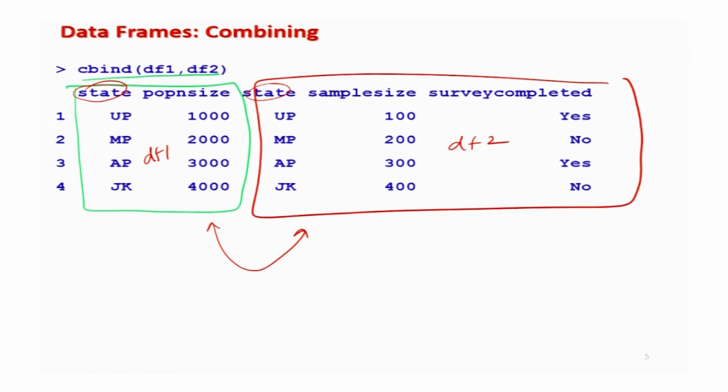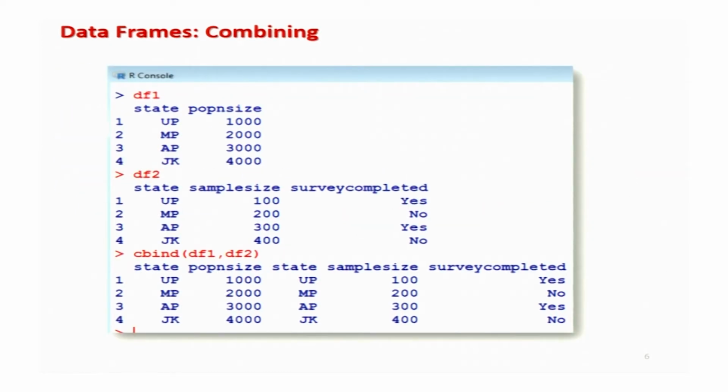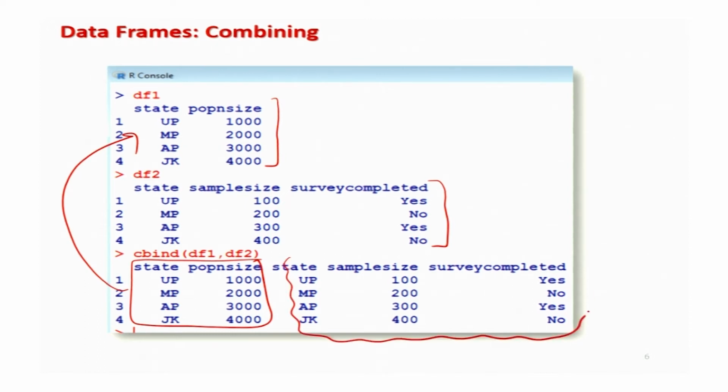And if you look at the screenshot of this outcome, it will look like this. This is your df1, this is your df2, and you can see this is your df1 from here, and this is your df2 from here, right. So you can see that both the data frames are joined horizontally.